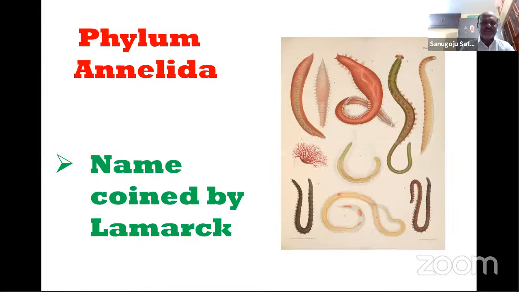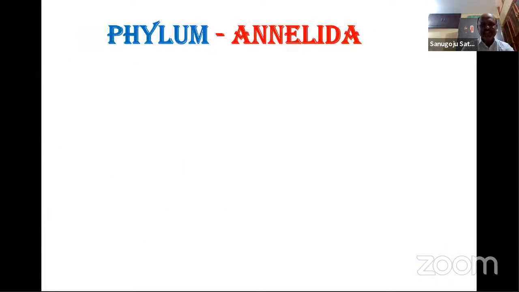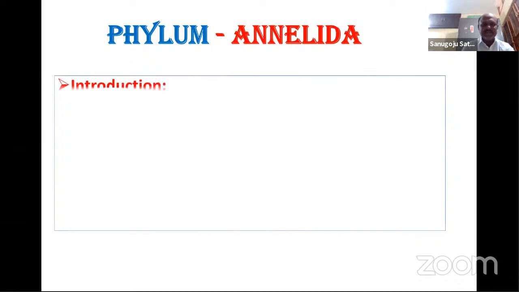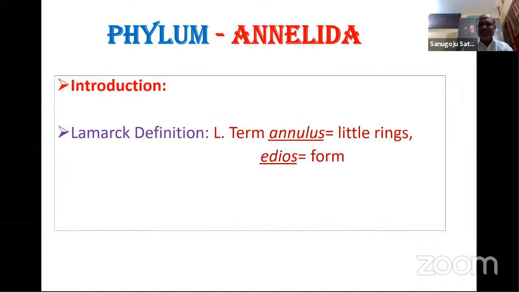Next, introduction, how the phylum Annelida was coined. An evolutionary scientist, Lamarck, is there. He coined the name for the phylum Annelida. Lamarck is the great evolutionary scientist who coined the name for phylum Annelida. Like that, each and every phylum name was coined by separate scientists. Just like poriferans are coined by Robert E. Grant, the annelids are coined by Lamarck. Now phylum Annelida, the introduction, the Lamarck definition is nothing but how the Annelida word was coined.